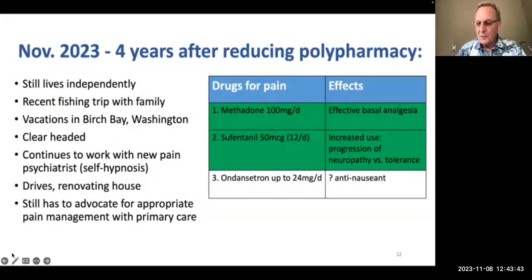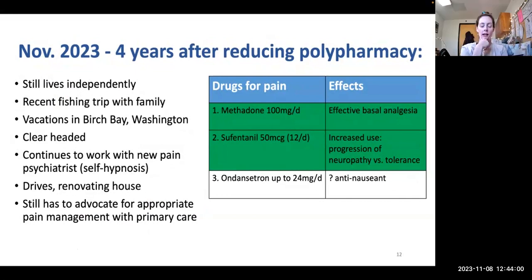So we're going to go back to Kelly at this point, but hopefully it was obvious how much he had improved intellectually, and he now had a simple regime. The sufentanil is expensive, but he had a benefit plan that covers it.